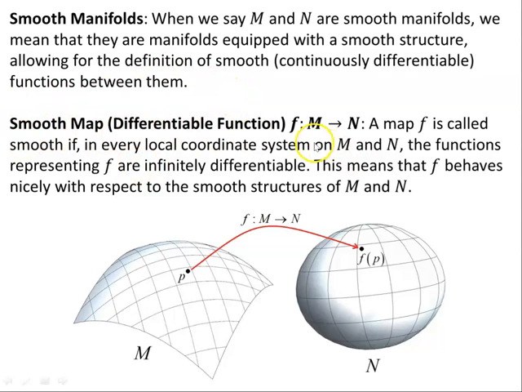Now, smooth map, a differentiable function. F is a map from M to N. A map F is called smooth if in every local coordinate system on M and N, the functions representing F are infinitely differentiable. This means that F behaves nicely with respect to the smooth structures of M and N. Again, there's no sharp points or discontinuities in the gradient or discontinuities in the manifold itself.